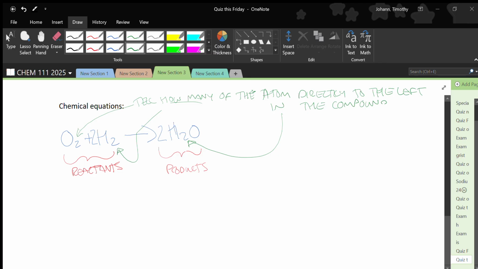So this is a water molecule, and when I say molecule, I mean it's not ionic. But this 2 means for every water there are 2 hydrogens. Over here, for every oxygen molecule, there are 2 oxygens. That makes sense? Okay. Then we have numbers out front. These numbers out front, these are our coefficients.